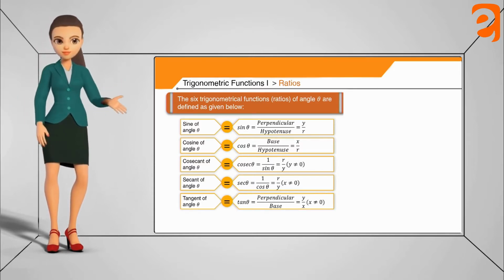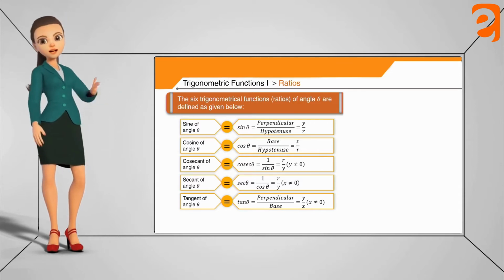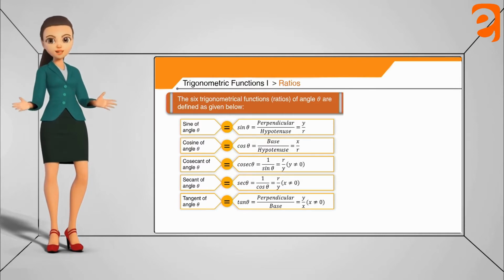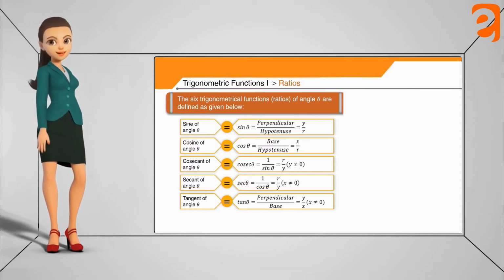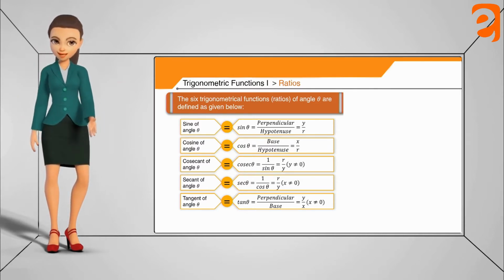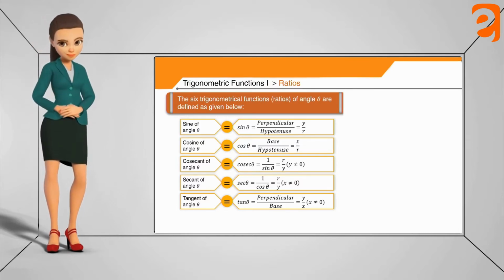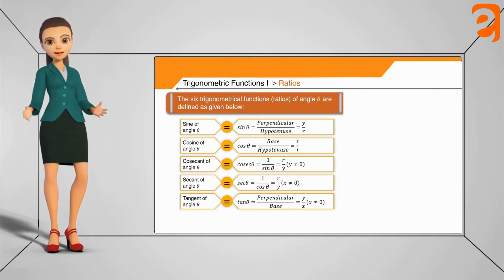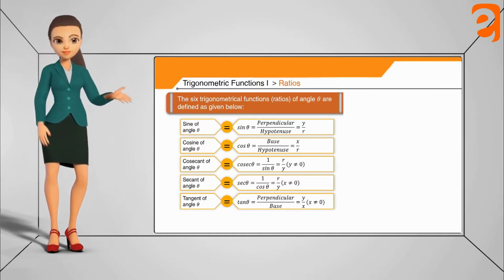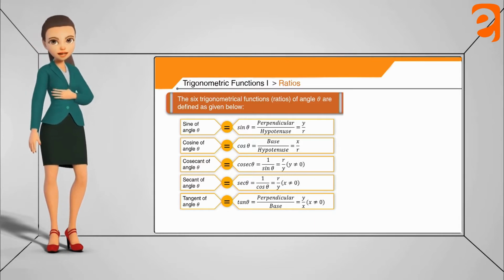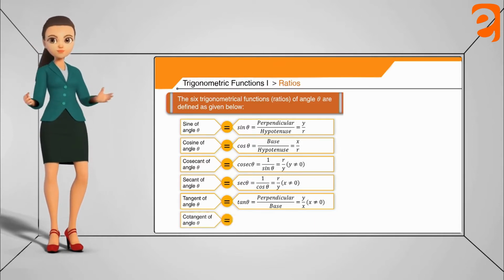Now, tan theta is defined as sin theta divided by cos theta, which is equal to perpendicular by base. So, perpendicular is your y, base is your x, provided that x should not be equal to 0. Why? Because if x is equal to 0, this ratio is not defined. So, in every case, we consider that x is not equal to 0. So, from the figure, tan theta is equal to y by x.